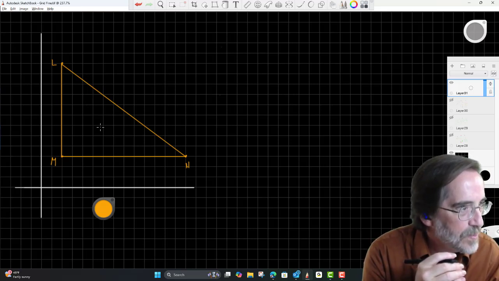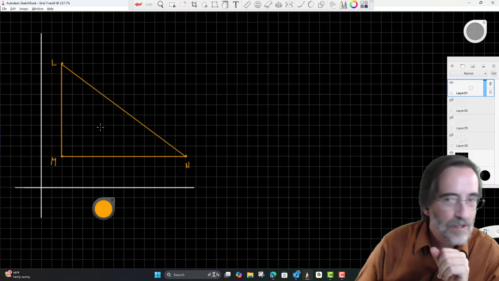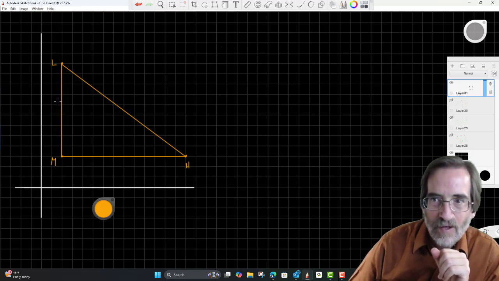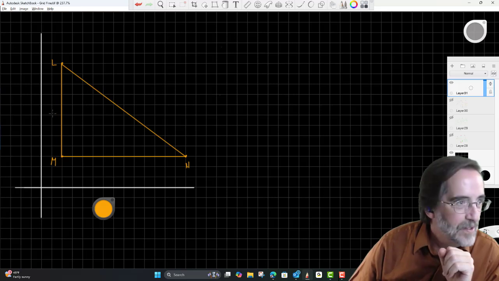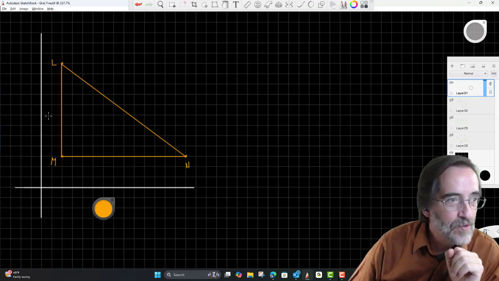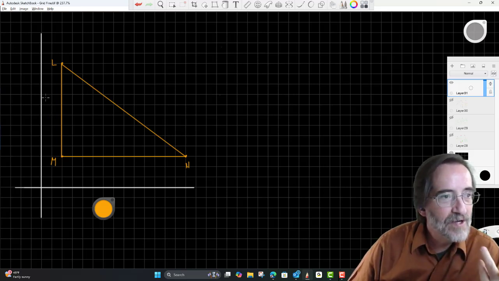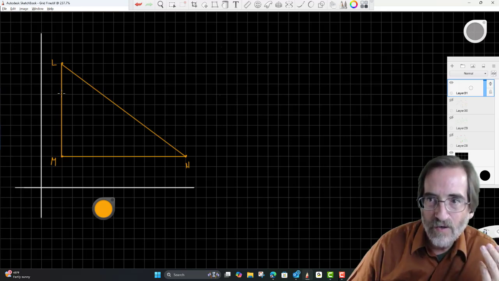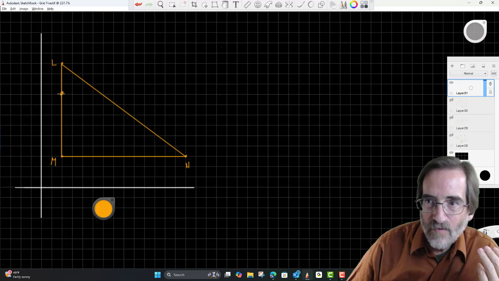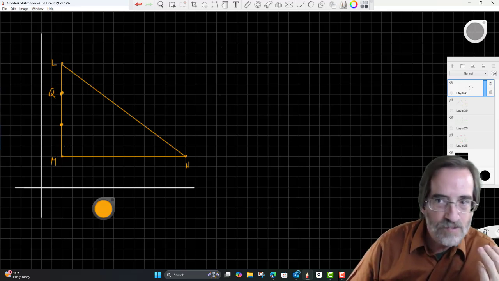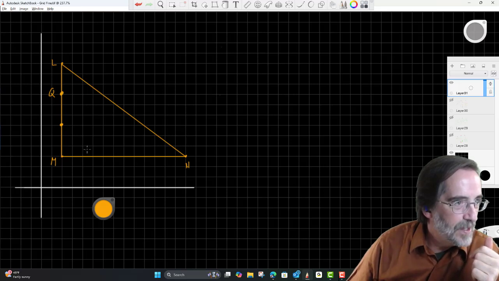Plot point Q on LM such that LQ and QM is a ratio of 1 to 2. LQ and QM. So 1 to 2, so half. Oh, no, not half. LQ to QM is 1 to 2. So one part, we're going to divide it into 3 parts, and we're going to take one part here. So I believe that's right here. If I divide it evenly into 3 parts, Q would be the first one. So LQ is 1 part, Q to M is 2 parts. There we go.